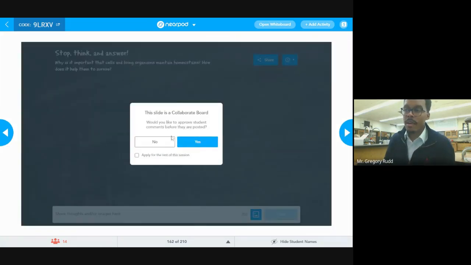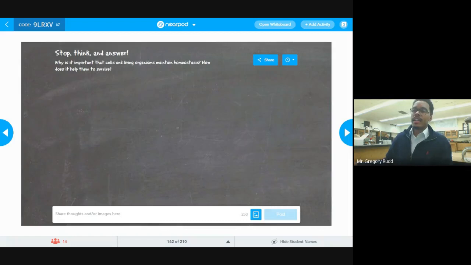All right, here's a collaborate board, and it's going to ask this question. I want you to just stop, think, and answer after you've taken some time to think about it. The question is, why is it important that cells and living organisms maintain homeostasis? How does homeostasis help these living organisms to survive? Think about that and share your answers with me. Once we start getting some answers shared, feel free to like people's responses if you were like, oh, I was getting ready to say that.